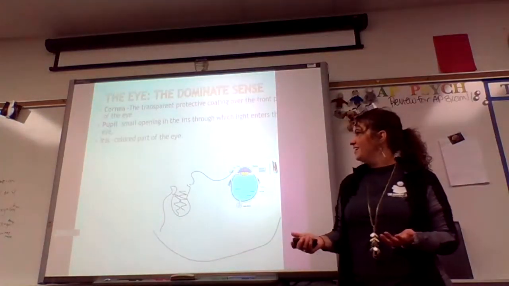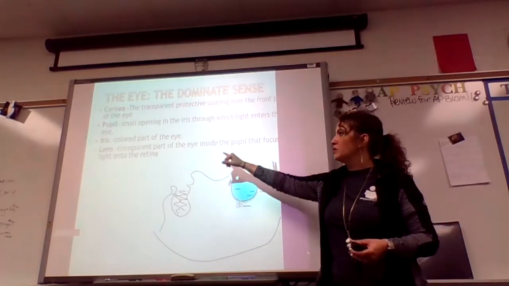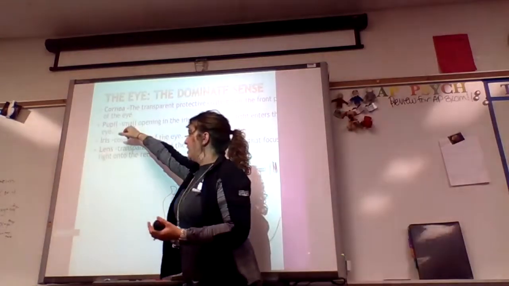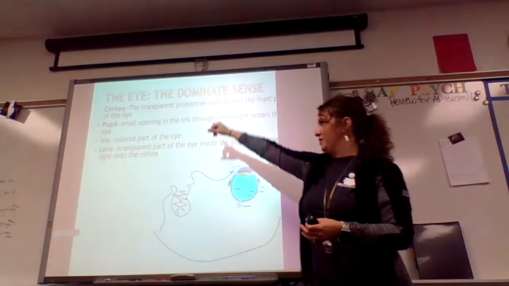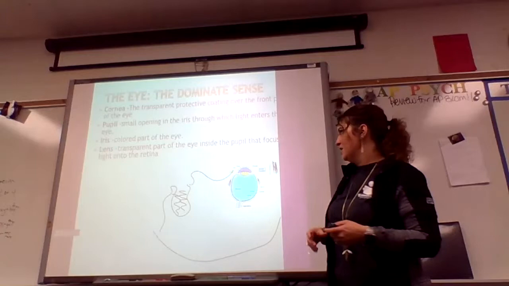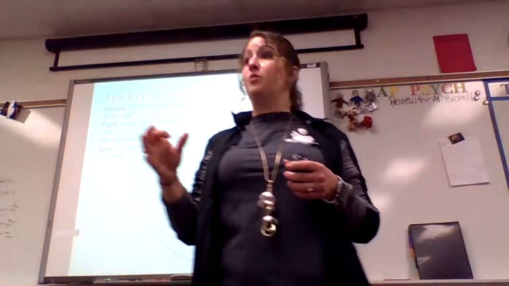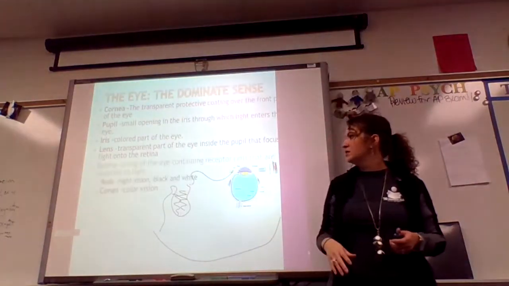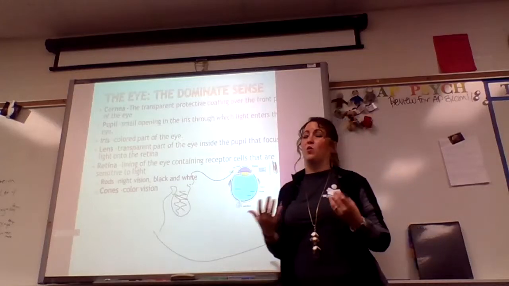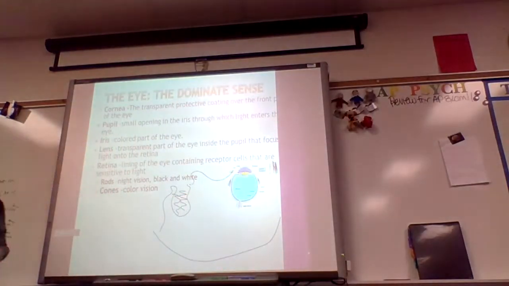Okay. Iris, we talked about the color parts of the eye. The lens is right behind the iris and the pupil. And the lens is literally a lens. It looks like an eyeglass lens, and it does change shape to try to focus. Sometimes your lens is not focusing the light in the right spot, which is why you might need glasses. Okay. So the retina is the back of the eye, containing the rods and the cones.